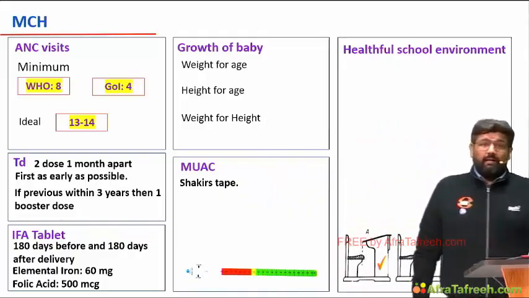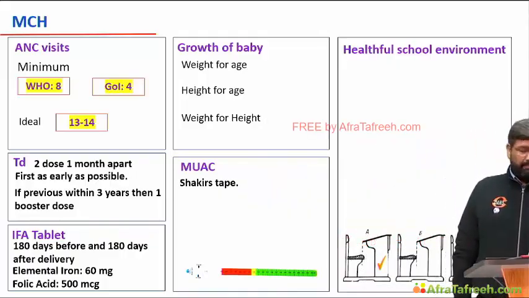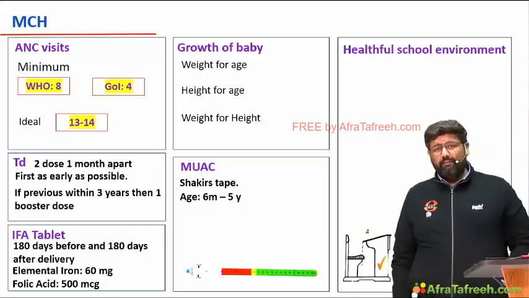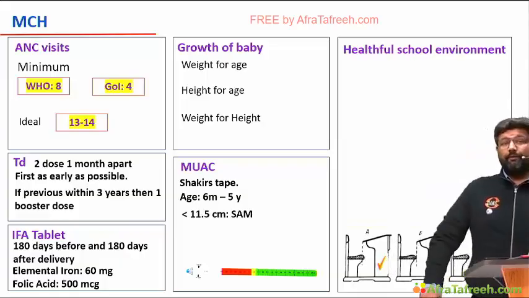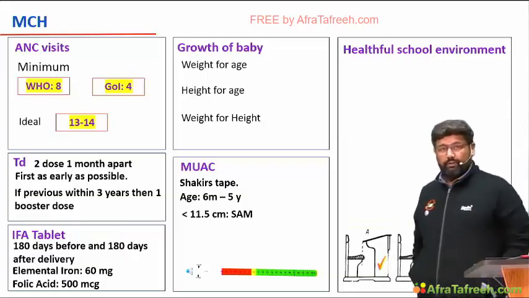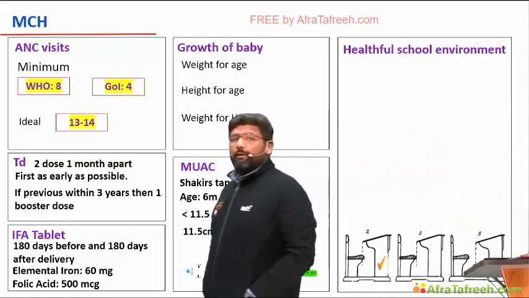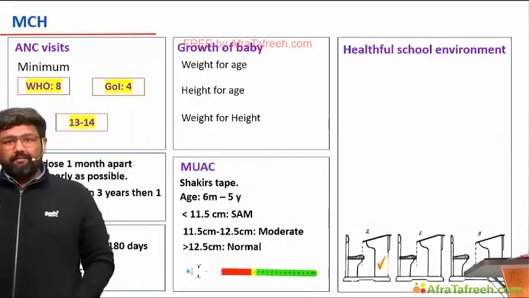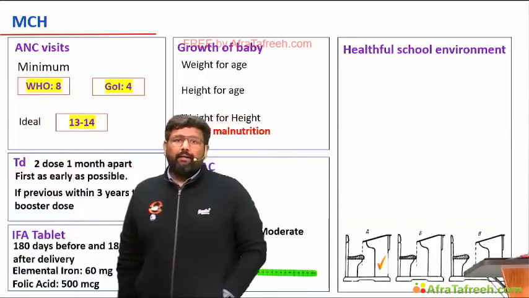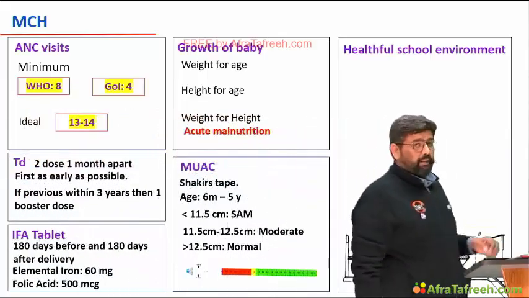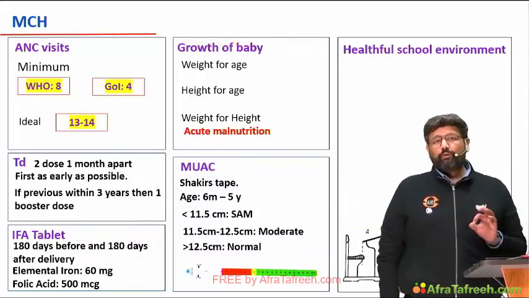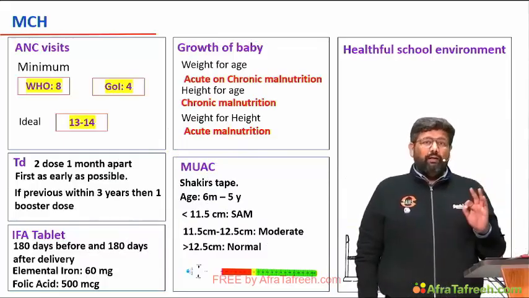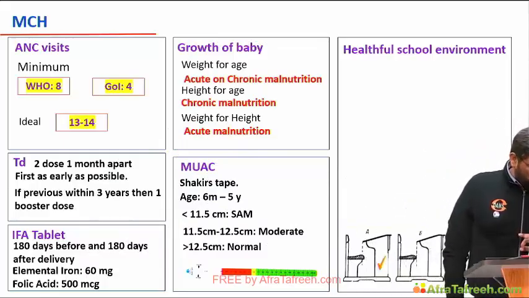Mid upper arm circumference is measured by Shakir's tape. The image is Shakir's tape. It is used for 6 months to 5 years. Less than 11.5 centimeter is severe acute malnutrition. 11.5 to 12.5 is moderate, and more than 12.5 is normal. If I talk about growth of baby, weight for height gives you acute malnutrition. Height for age gives you chronic malnutrition, and weight for age gives you acute on chronic.